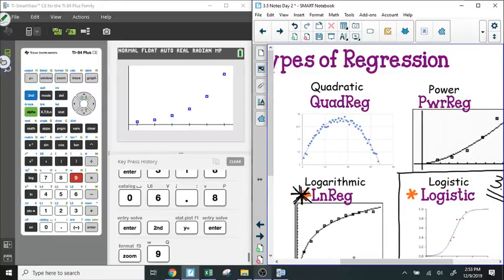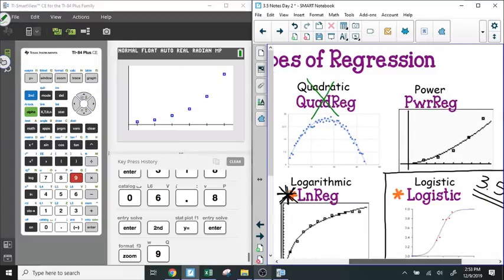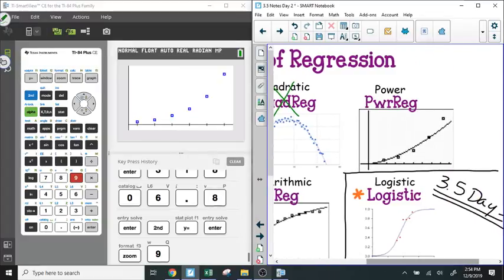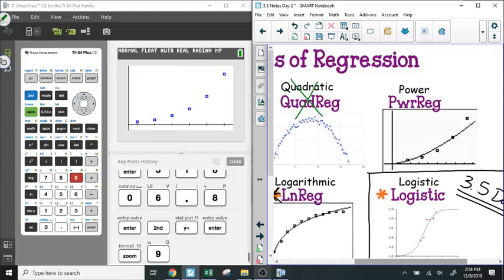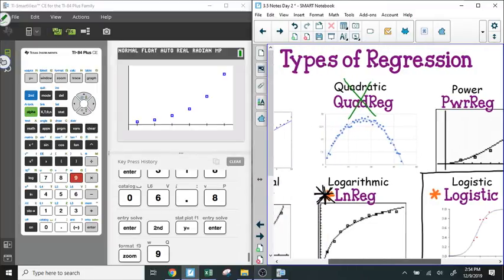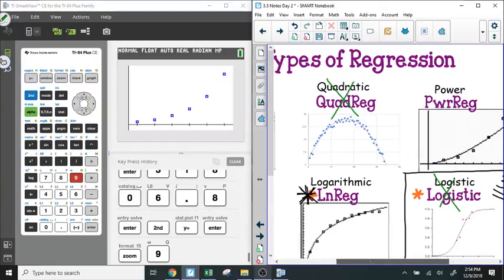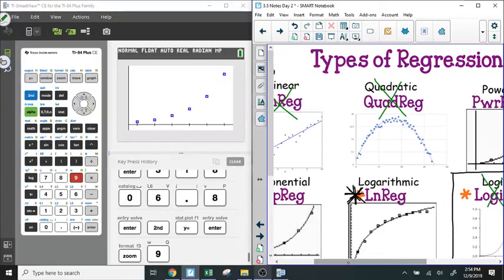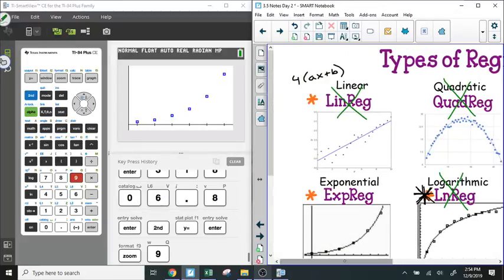How about, does that look like a parabola? No, it's not quadratic. Does it look like a power regression? Possibly. I would keep that in the running. Is it logistic? No, I already told you that. We know for sure nothing today is going to be logistic, that is a very different type of stuff. Does it look logarithmic? Does it level off? No, it's going up, so it is not logarithmic. Could it be exponential? Yeah.